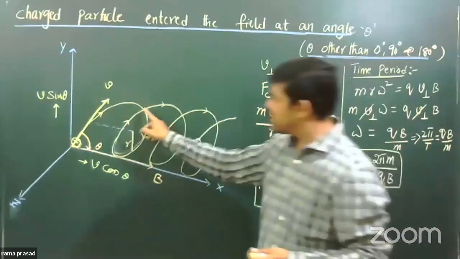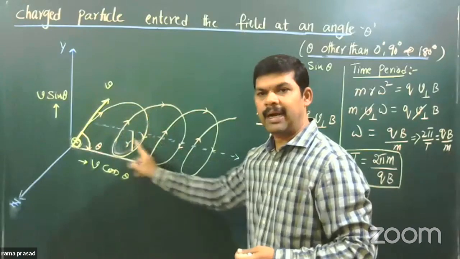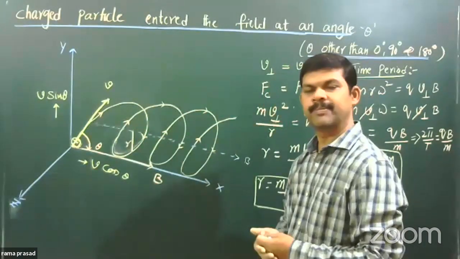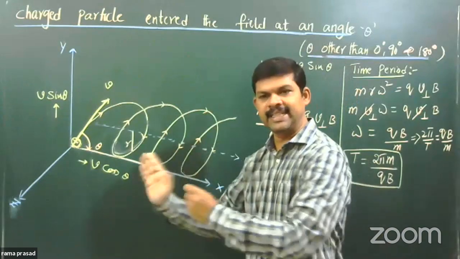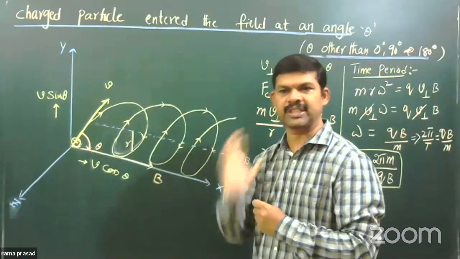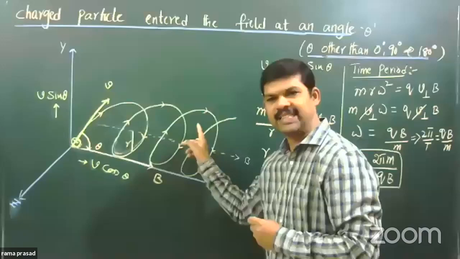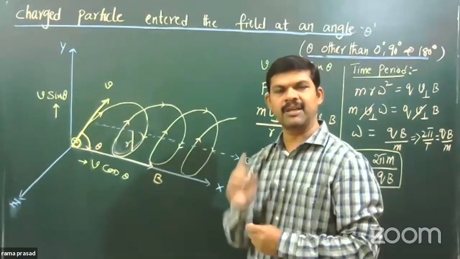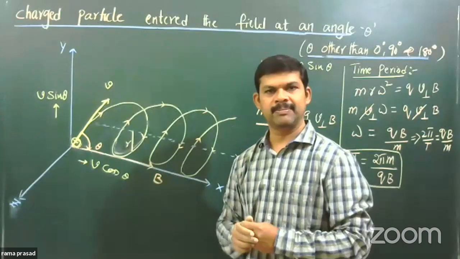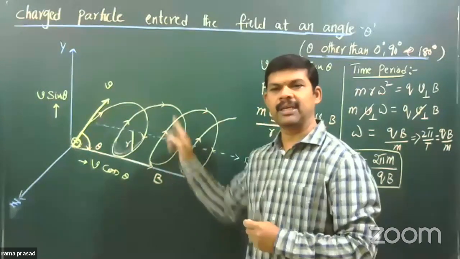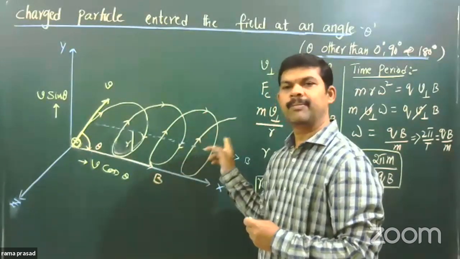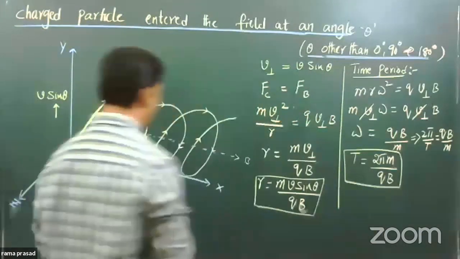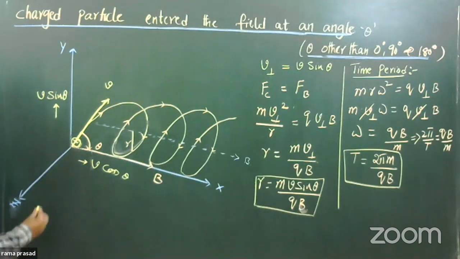So here it is not only rotating, it is also translating. So how much does it translate in one rotation? How much it translates along the direction of the field in one rotation is called the pitch of the particle. See, the distance traveled in one rotation. Here I am writing.